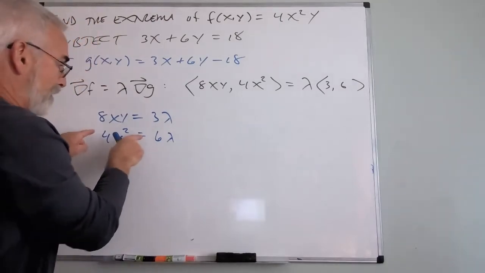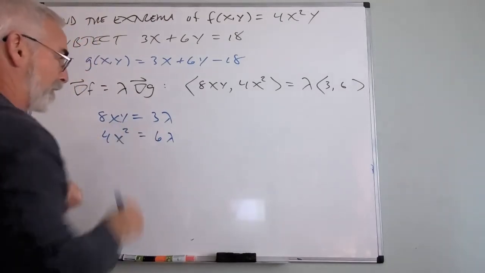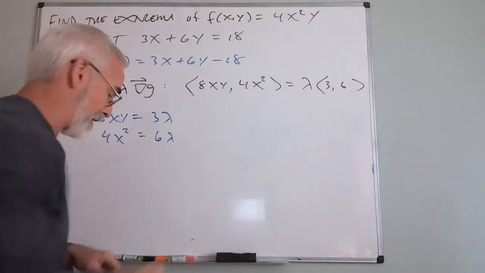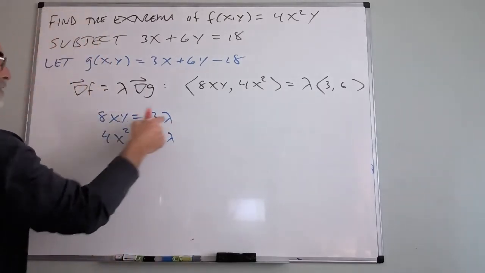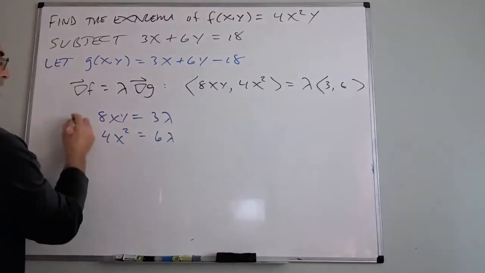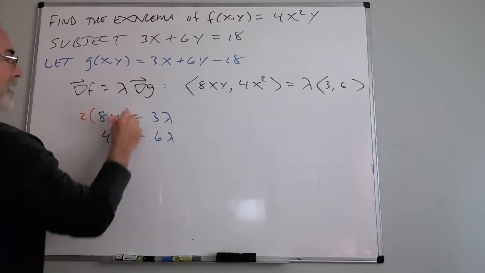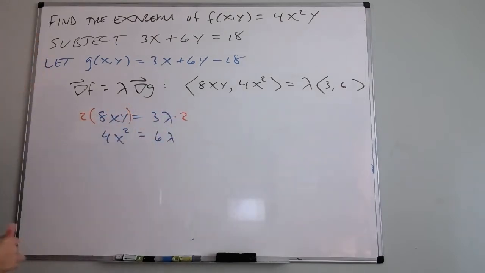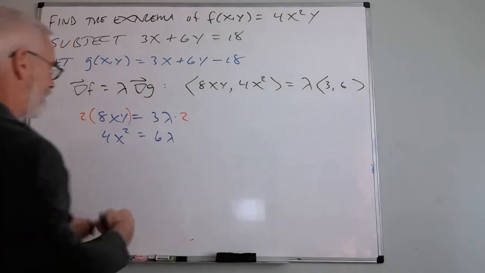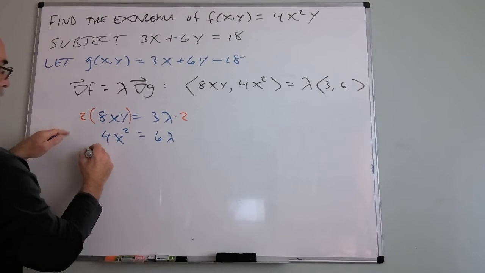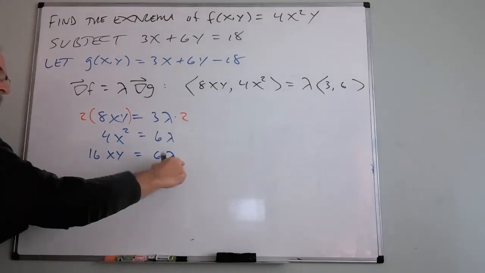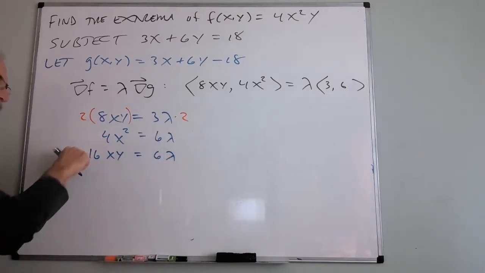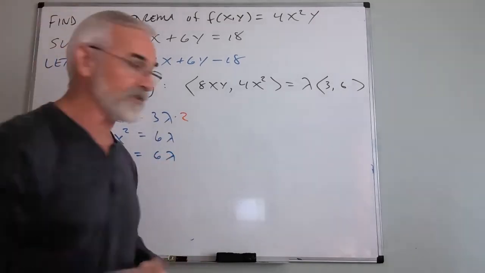Now, I can't figure out the value of x and y from here. I can figure out the relationship of x and y from here. So you notice if I take the first equation, don't solve for lambda. No, make it easier. Take the first equation and just multiply both sides by 2. If I do that, now my first equation would become what? 16xy equals 6 lambda. Since they're both equal to 6 lambda, then these two must equal each other. That's how I'm going to solve it.